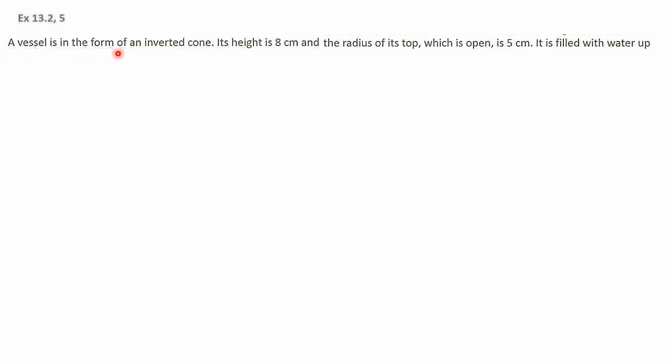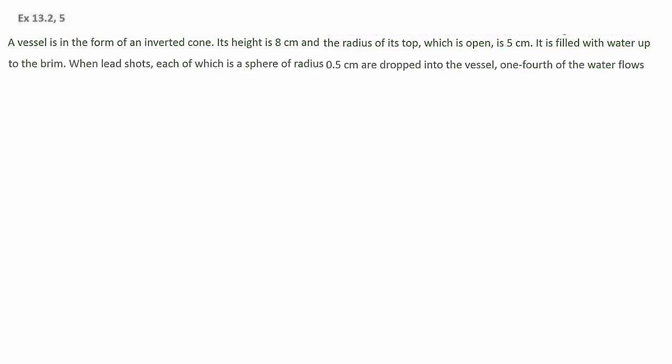Exercise 13.2, question number 5. A vessel is in the form of an inverted cone. Its height is 8 cm and the radius of its top, which is open, is 5 cm. It is filled with water up to the brim. When lead shots, each of which is a sphere of radius 0.5 cm, are dropped into the vessel, 1/4 of the water flows out. Find the number of lead shots dropped in the vessel.